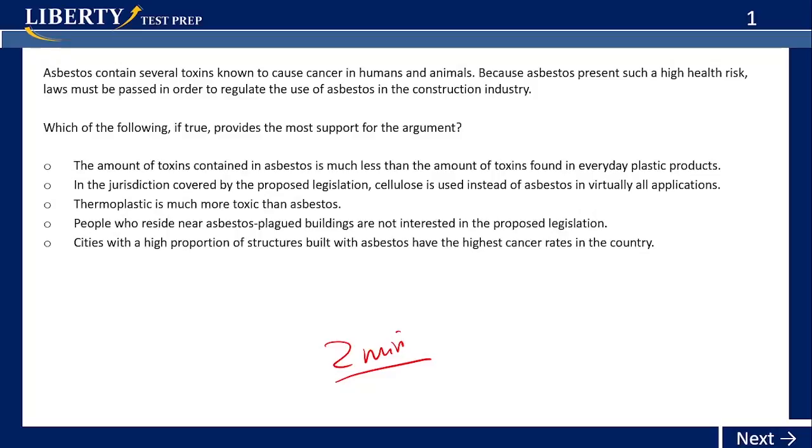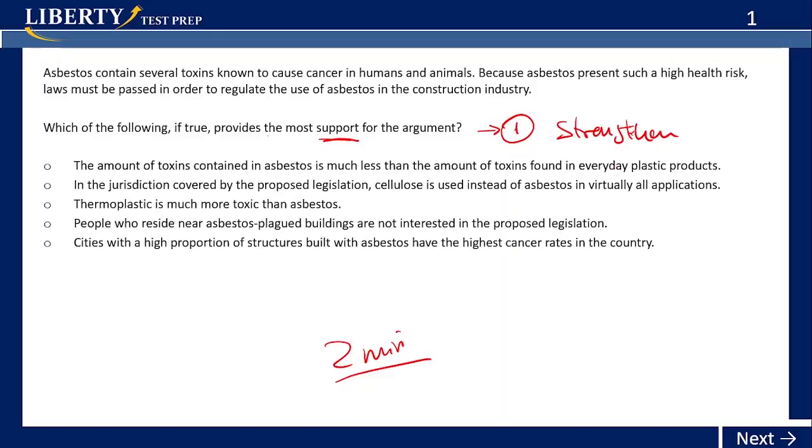Let's read the question first. Asbestos contains several toxins known to cause cancer in humans and animals. Because asbestos presents such a high health risk, laws must be passed in order to regulate the use of asbestos in the construction industry. Okay, the question, of course, was something that provides the most support for the argument. So remember, read the question first. So this one's a strengthen question, and they're asking you to strengthen the main conclusion.